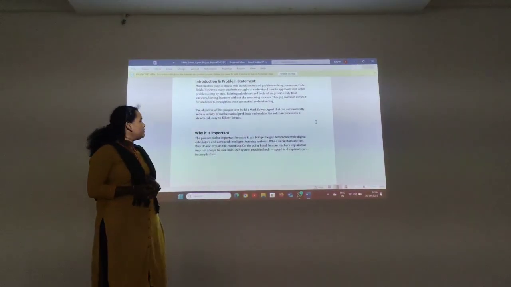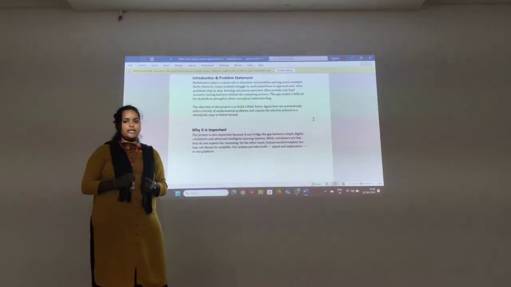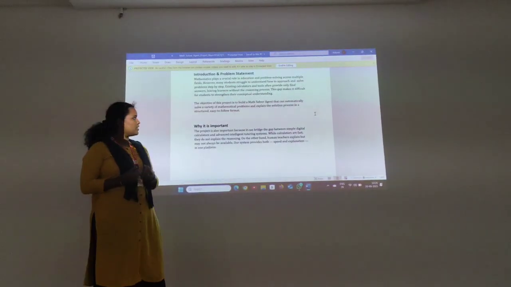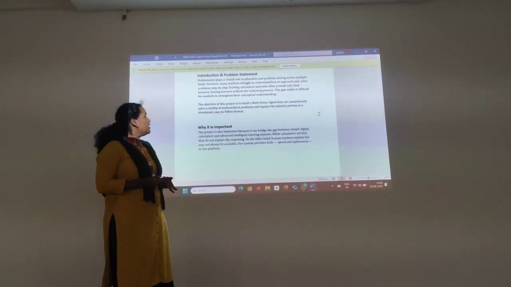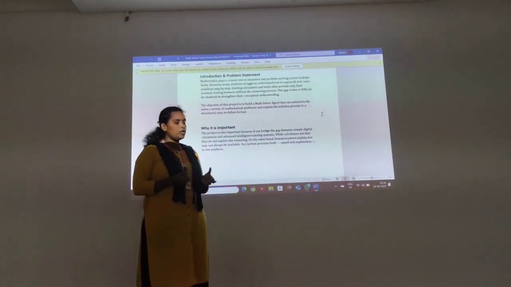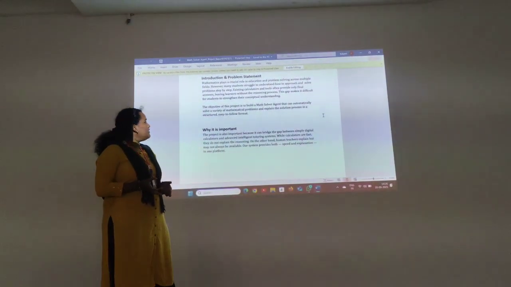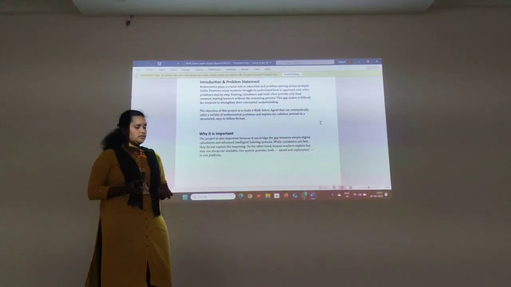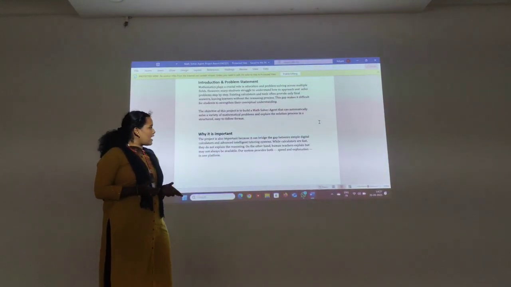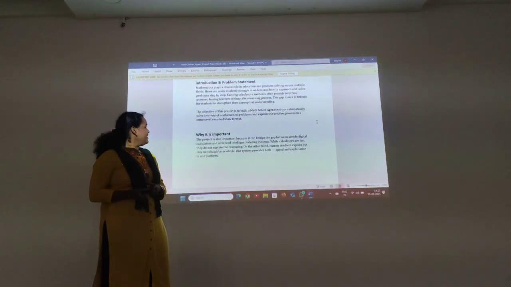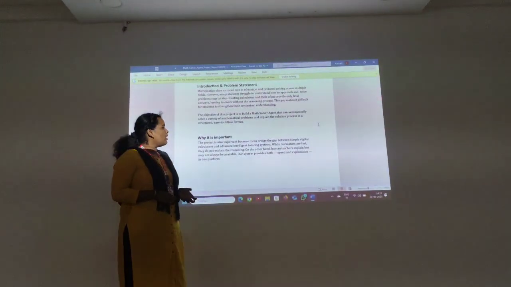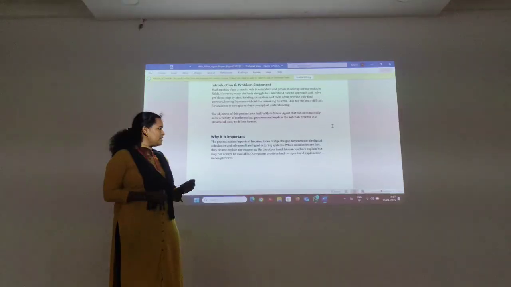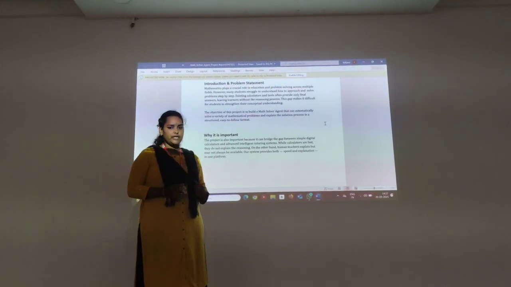Introduction and problem statement. Mathematics plays a critical role in many fields, and problem solving requires multiple skills. However, many students struggle to understand how to approach the problem step by step, calculate exactly, and use tools. Others provide only final answers. Learning without the reasoning process creates a gap that makes it difficult for students to strengthen their conceptual understanding. The objective of this project is to build a solver agent that can automatically solve mathematical problems and explain the solution in a structured, easy way.